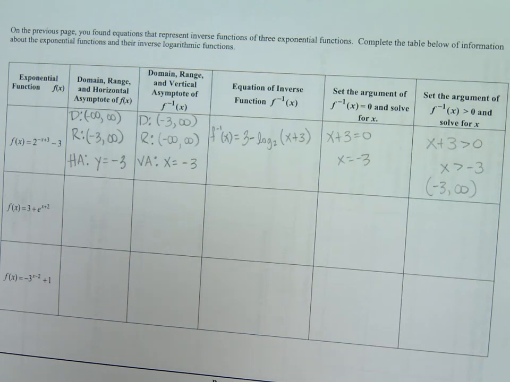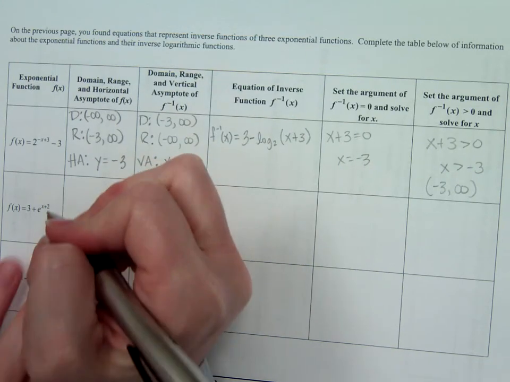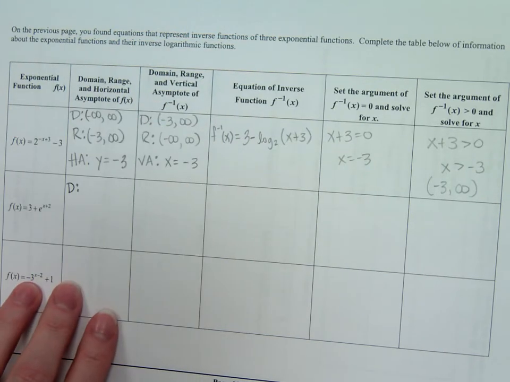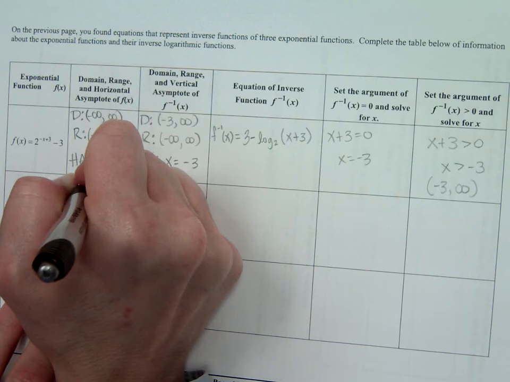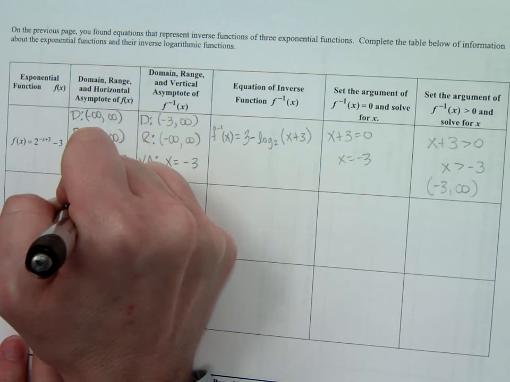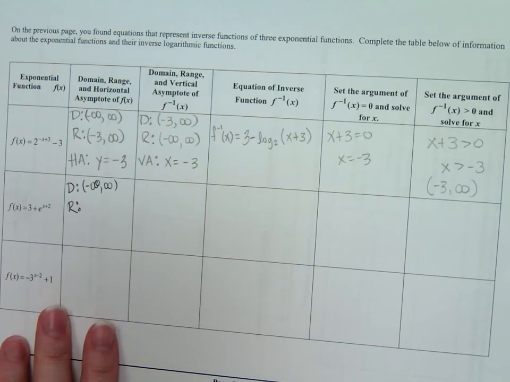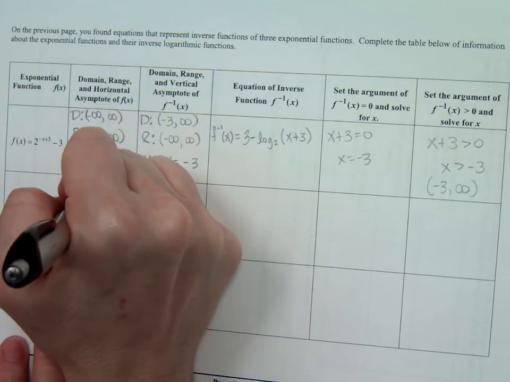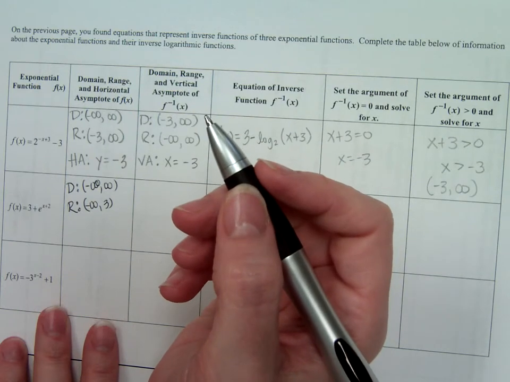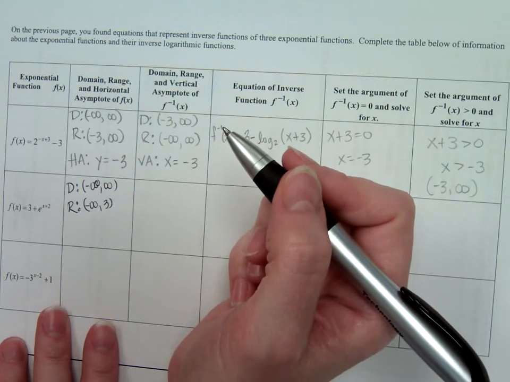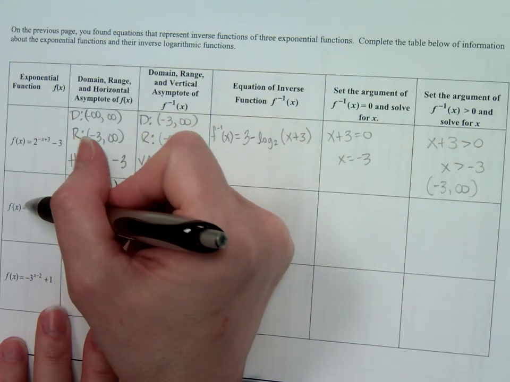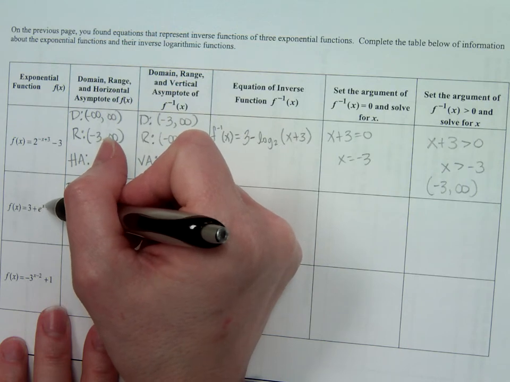Alright, what's the domain on this one? With the e. Negative infinity, infinity. And the range, negative infinity to 3. And the, no, isn't it 3 to infinity? What did I do? It's 3. Oh yeah, because it'd be over positive. The asymptote, right? Yeah.